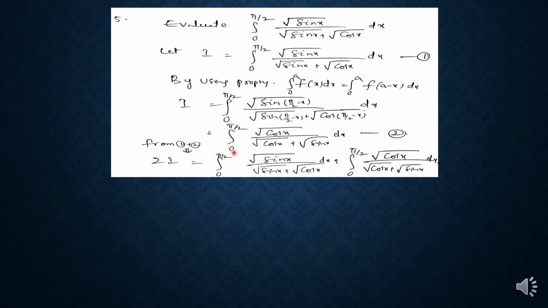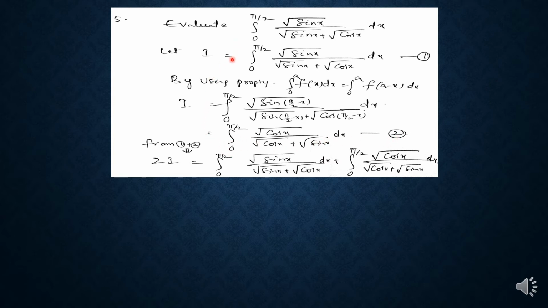Now that is equal to integral 0 to pi by 2. We know that sine of 90 minus theta is cos theta, or sine of 90 minus x is cos x, so square root of cos x divided by root cos x, plus root of cos of pi by 2 minus x is root sin x dx. Let us take, this is the second equation.